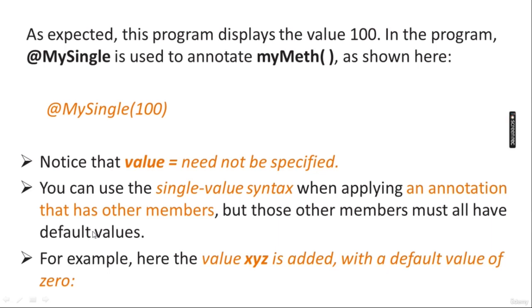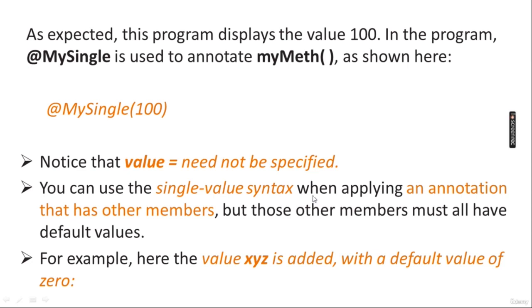Here my method is called, and this program displays the value 100 as expected, and my single is used to annotate my method like @mySingle(100). Value equals need not be specified. 100 is the only value because it has only one member. It is a single member annotation.